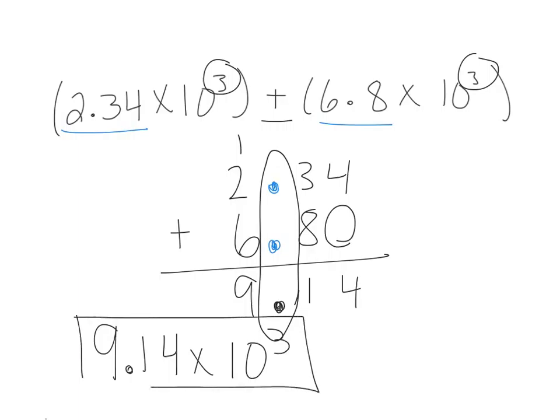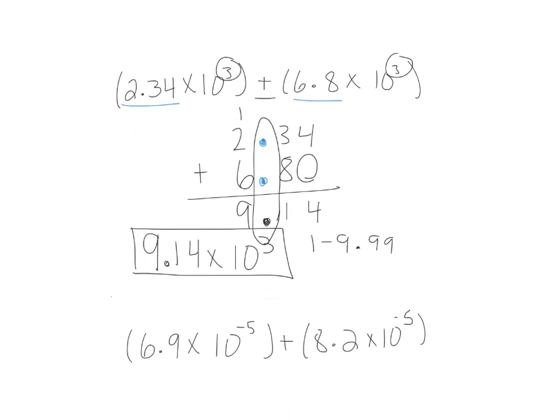The last thing that we want to check is, is this in scientific notation? We want our numbers, not just saying that they need to be between 1 and 9, they actually need to be between 1 and 9.99999. So bigger than 1 and smaller than 10. Is this number bigger than 1 and smaller than 10? Yes, it is, so this works, and it is in scientific notation. Let's get to our next problem.